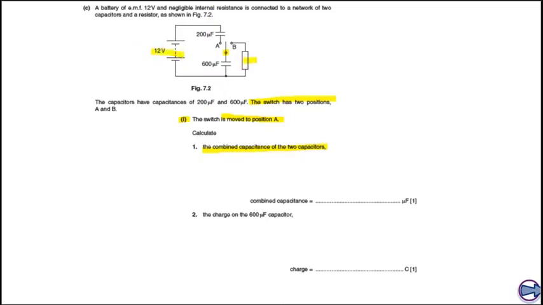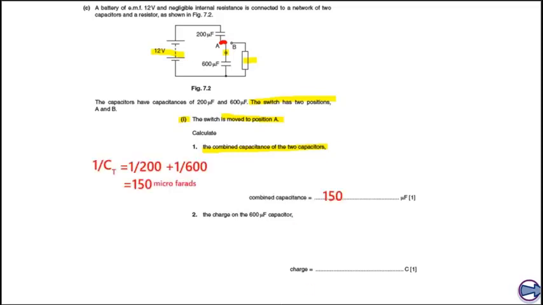We simply need to find the total capacitance. When we move the switch, it means we move from this point to here. So you can see these two capacitors are now connected in series, and we need to find the total capacitance. I will not talk a lot about this one. I will simply show you the answer and explain a little, because we have discussed this a lot.